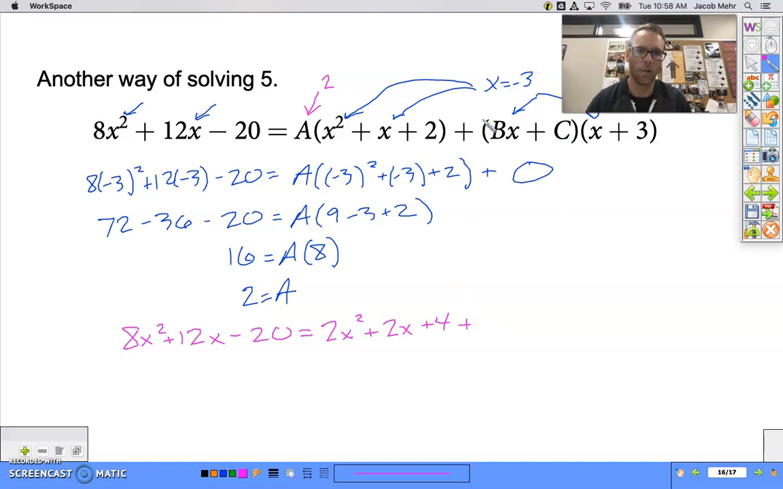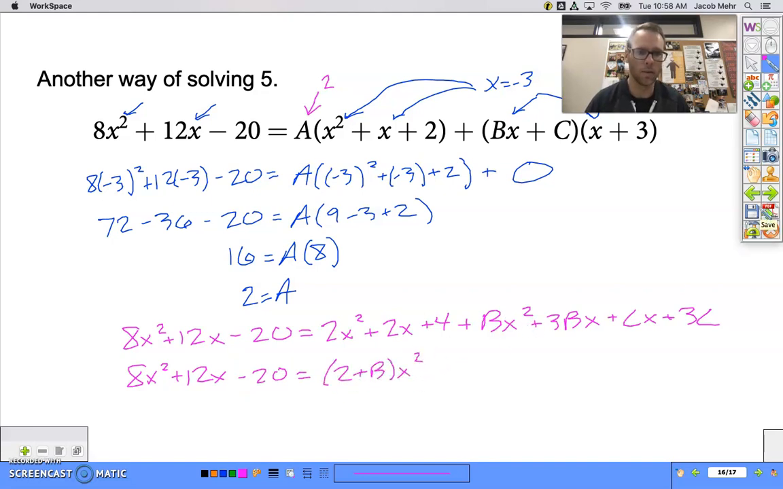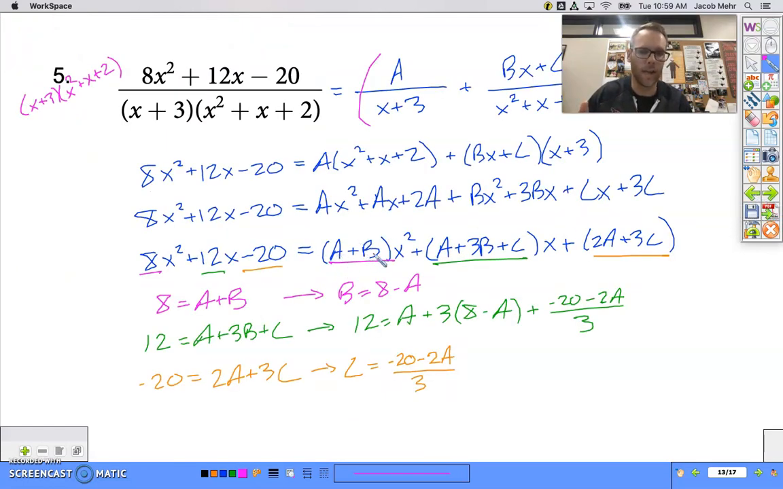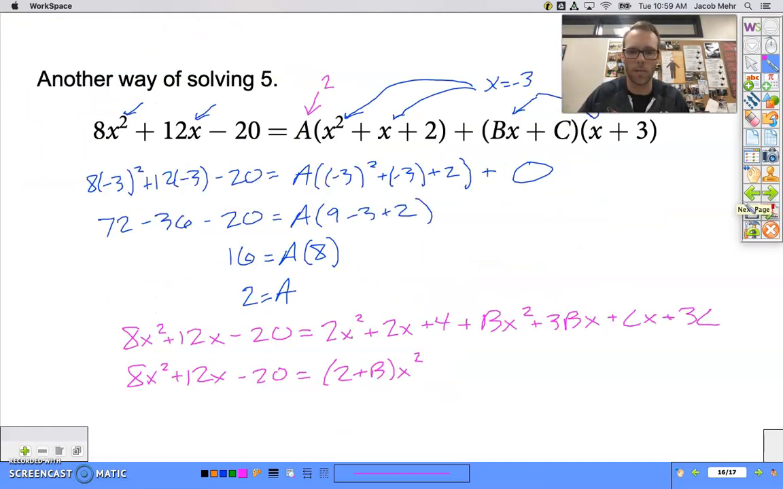Plus, now what do we have to do with this? We still have to FOIL this out. We have bx squared plus 3bx plus cx plus 3c. Now we can combine like terms, and we just have one fewer variable here to worry about. How many x squareds are there? 2 plus b x squareds. If you go back to our work on that, notice we had an a plus b x squared, but now we know a is 2, so we have a 2 plus b x squared. That doesn't surprise me.